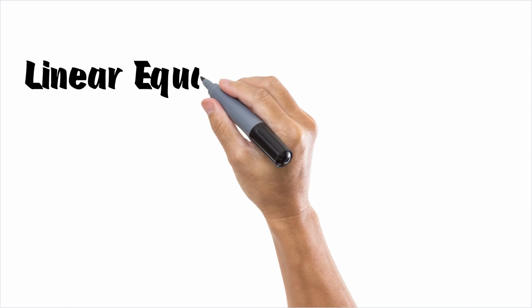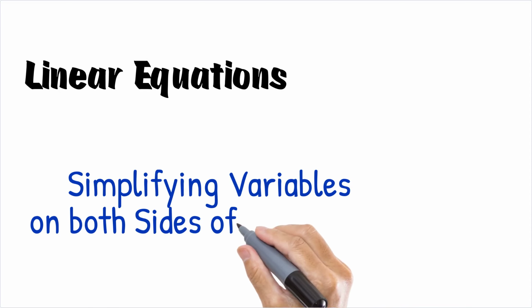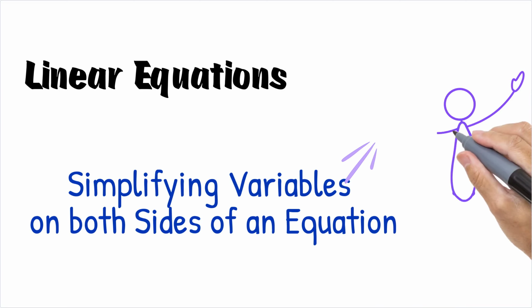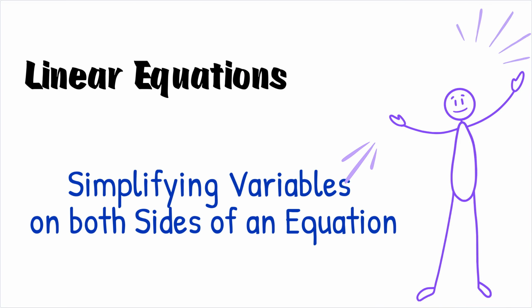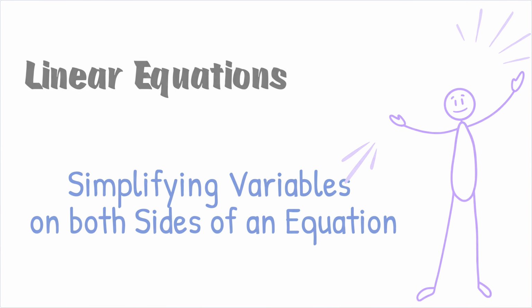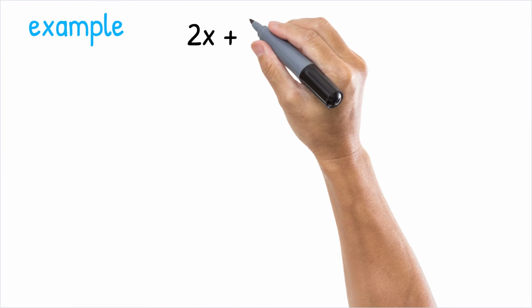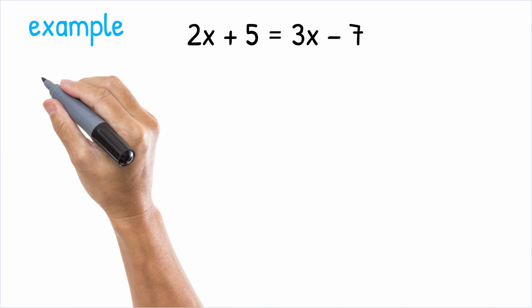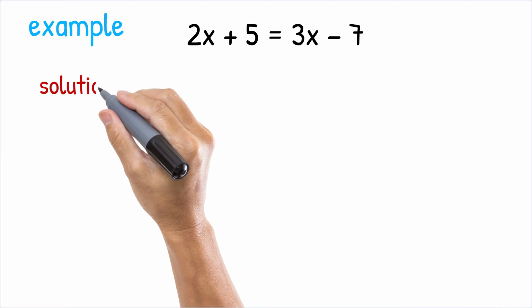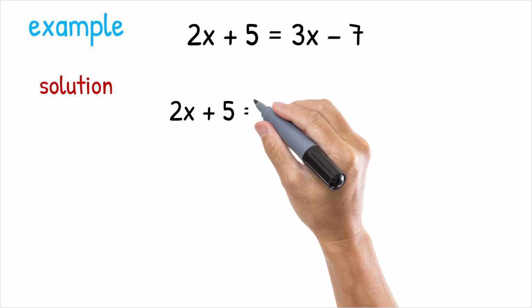Linear equations, simplifying variables on both sides of an equation. Here's an example: 2x plus 5 equals 3x minus 7. Solution: the goal is to move all the variables to one side and the numbers to the other side.